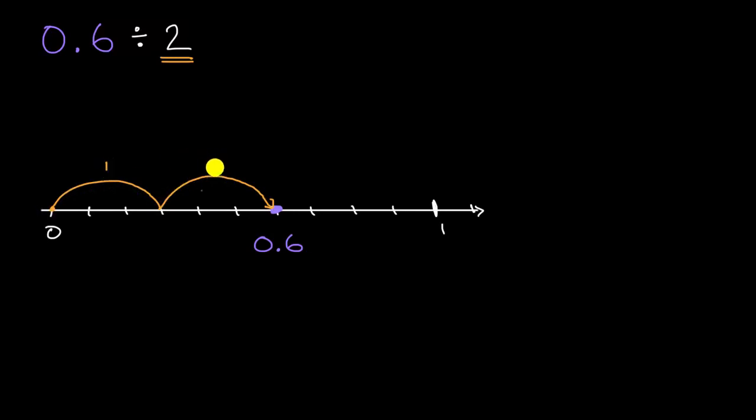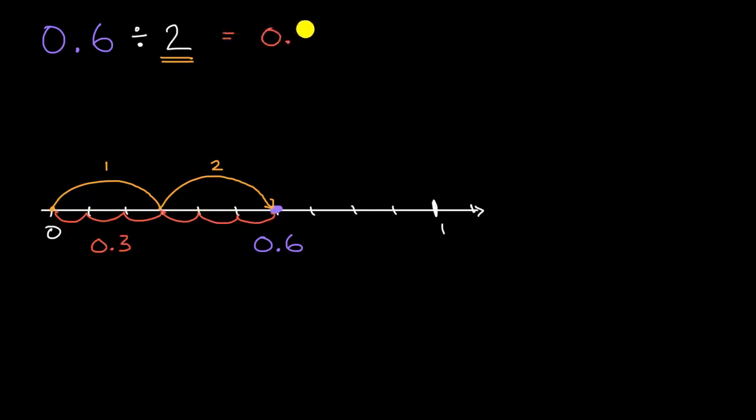And so one way to think about it is we've divided 6/10 into 2 jumps, and each of those jumps are how far? Well, each of those jumps are 1, 2, 3/10. So this is 3/10, and we have another 1, 2, 3/10. So this is going to be equal to 3/10.